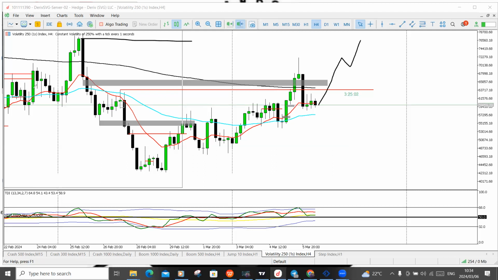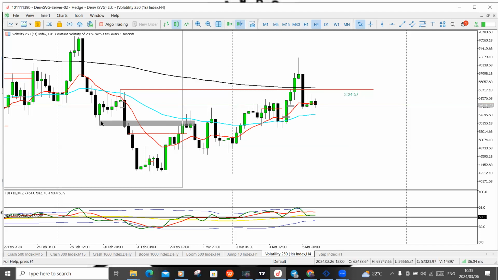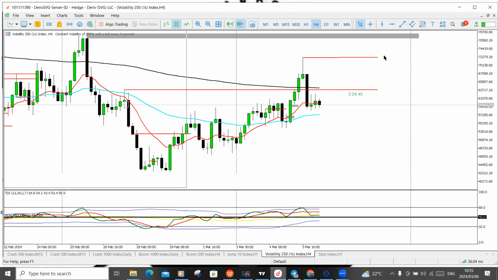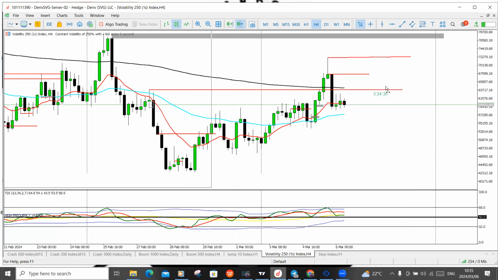So what I'll do is I'll remove the zone which wasn't respected. Then I'll mark up this high at the top. We also have liquidity above here. We also have a point of interest here. So the reason why I'm using these two, let me just explain. This ultimate high here, obviously there's liquidity there.